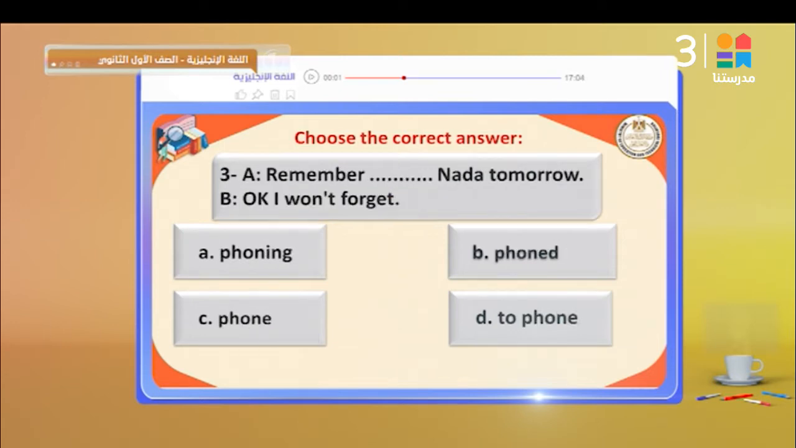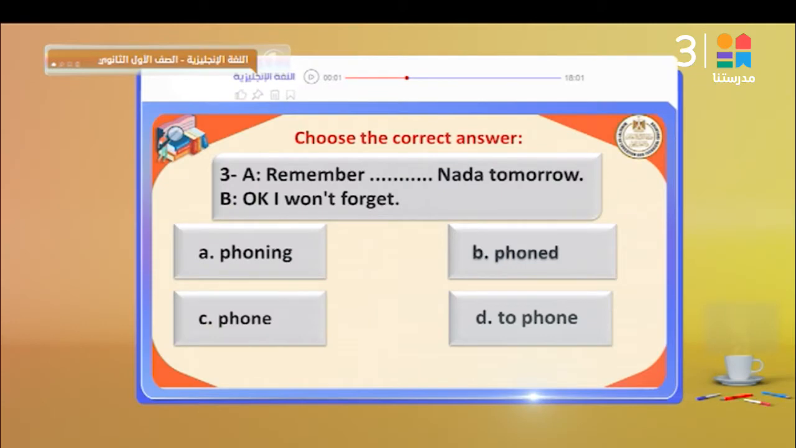Question number 3. Remember Nada tomorrow. Okay, I won't forget. Of course it's the same rule we were talking about, verb ing or verb to plus infinitive. When remember is followed by to plus infinitive, it's something to come. I want you to remember in order to do something. So I say, please remember to bring the camera tomorrow. Remember to do the homework. Remember to bring your book. So it is something you will remember first and you will do it then.